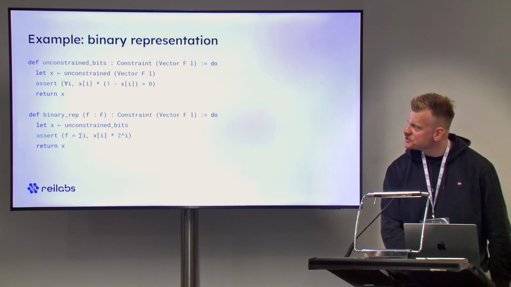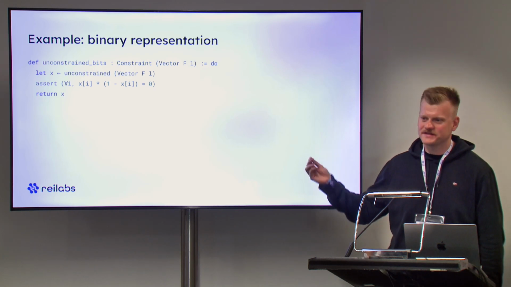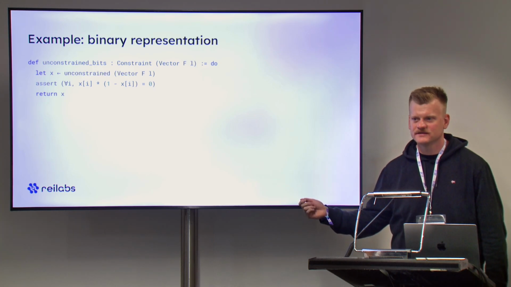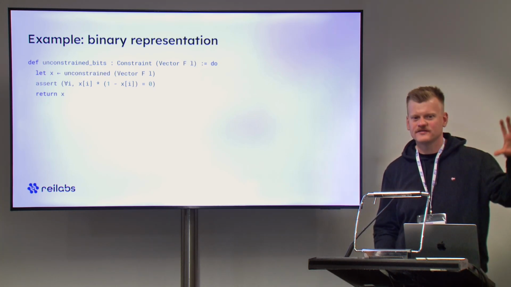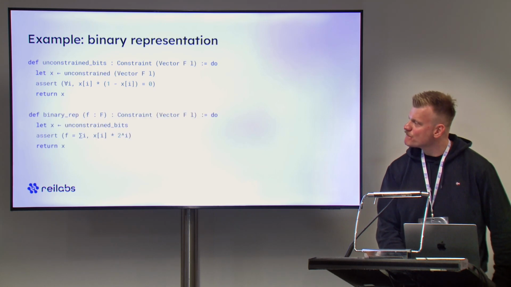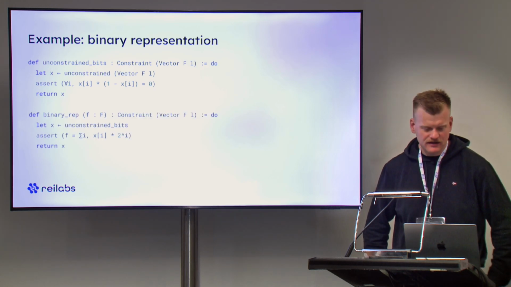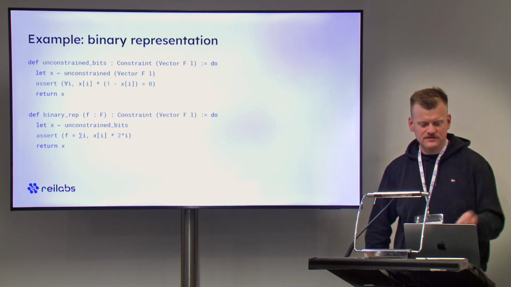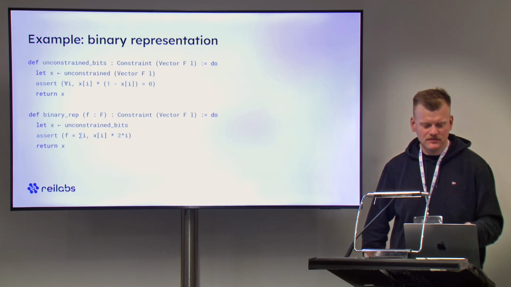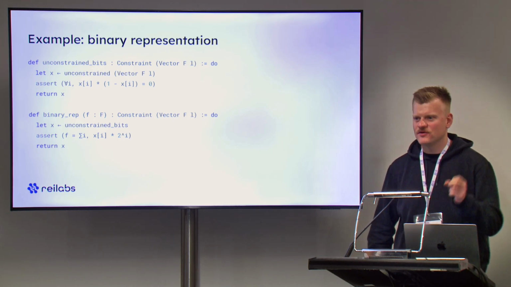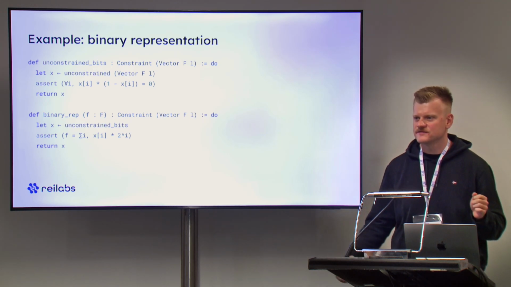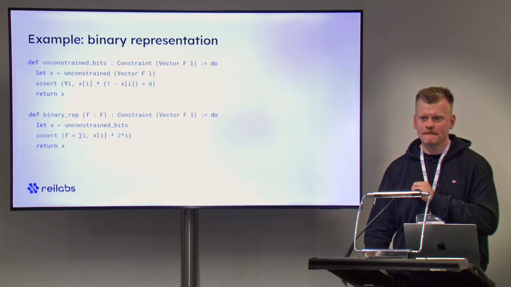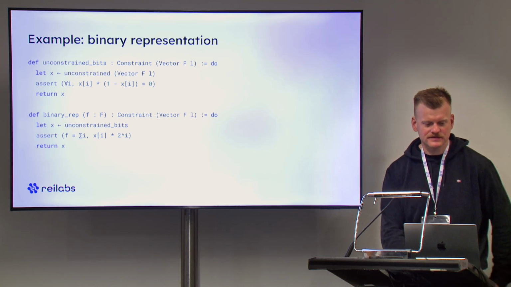Oh, sorry, I also forgot to mention the second line of that function. I'm asserting that for all indices in that vector, the number is either 0 or 1. Right, so this is the first half of the binary representation constraint system. And then binary rep takes a bunch of unconstrained bits, and then it asserts that F, my input to this function, is the same as the sum of this vector zipped with the vector of powers of 2. Is this definition clear for now? I will take the silence as a yes.